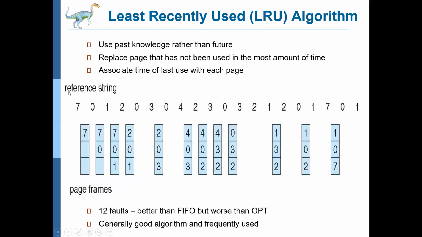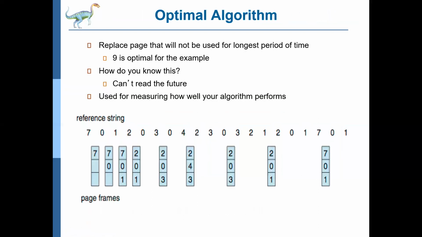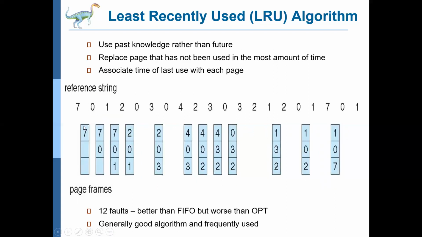Another algorithm that you will be using over here is the least recently used algorithm. It works in a similar way to the optimal algorithm. Instead of looking to the future, it looks to the past. So it uses past knowledge rather than future. Replace the page that has not been used for the most amount of time. So it looks into the past, and associates the time of last use with the page. We can see over here 7, 0 and 1 are the compulsory page faults.